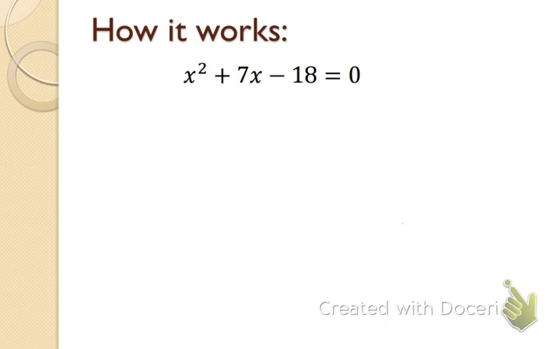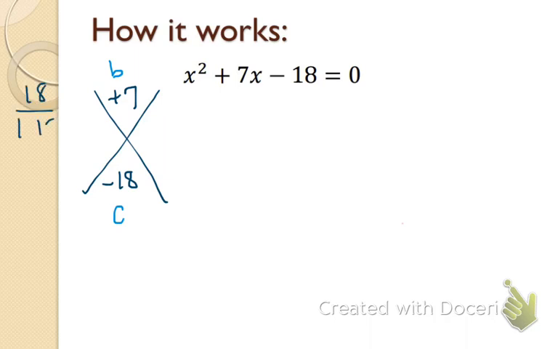So the factoring process is setting up our x. Remember that the b value goes up here and the c value goes down here. B is our 7 and c is our negative 18. Okay, so we need to find the factors of 18 that can combine to give us a 7. The only two pairs that can combine to give us a 7 are the 2 and the 9. The 9 has to be positive and the 2 has to be negative.